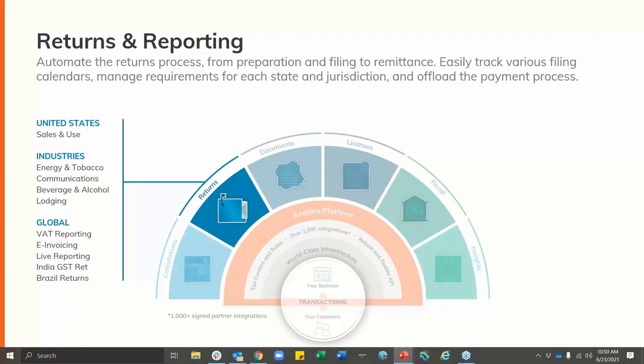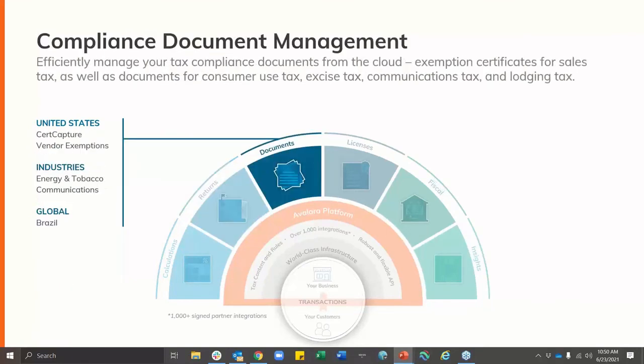You know, for customers with global requirements, we can do VAT reporting, e-invoicing, and live reporting, as well as India GST and Brazil returns, something to consider if you have a global footprint.